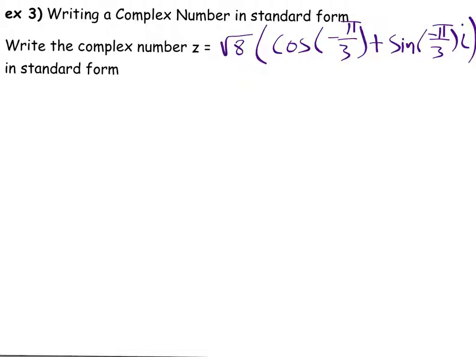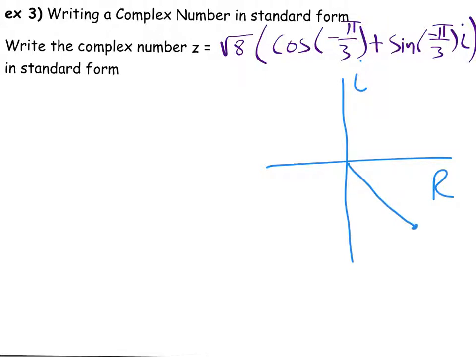All right, one more here. This is actually probably the easier case. We're going to do the opposite. We have given to us a complex number that is written in trig form. Okay, here's what we know. It's down here somewhere. It's in quadrant 4. I can tell that because our angle is -pi over 3. And then r is the square root of 8.